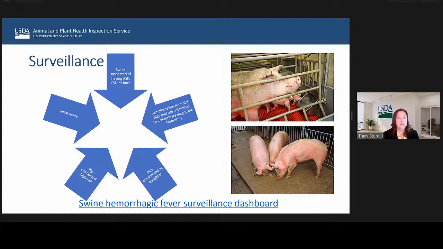Samples are taken from pigs that are condemned at slaughter, pigs that are considered high risk, such as those that are raised outdoors with potential exposure to feral swine, or pigs that are fed garbage, and of course, feral swine. And the samples from the feral swine are collected by APHIS's Wildlife Services.